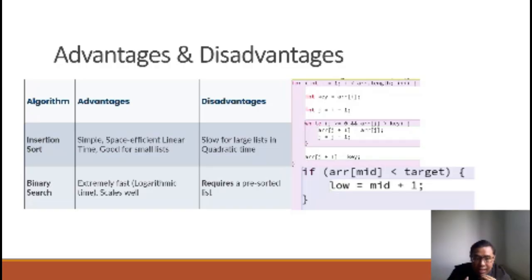However, it has a critical disadvantage. It requires sorted data. You can't just run binary search on a raw list. You must pay the cost of sorting it first. Also, it's harder to update. Adding a new item means resorting and shifting everything to keep order. So basically, you need insertion sort first, then you can do binary search.